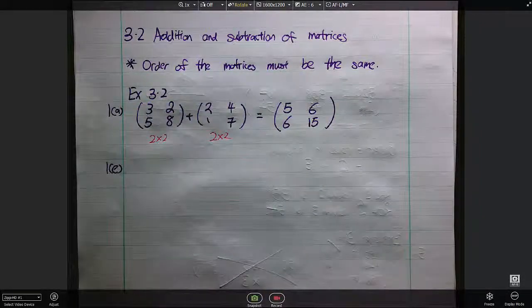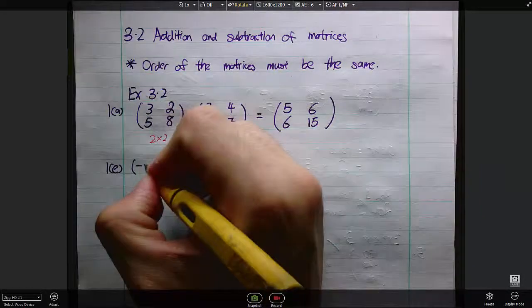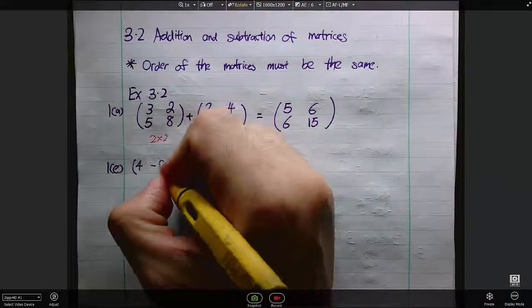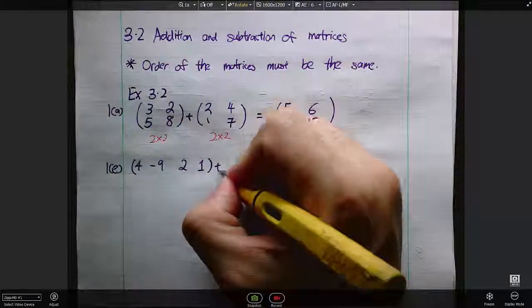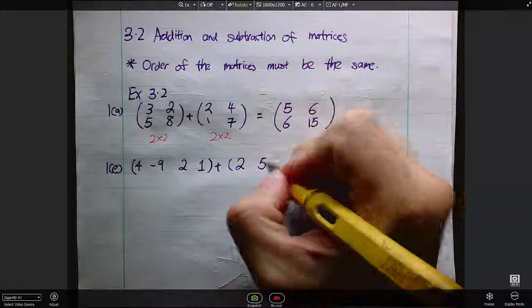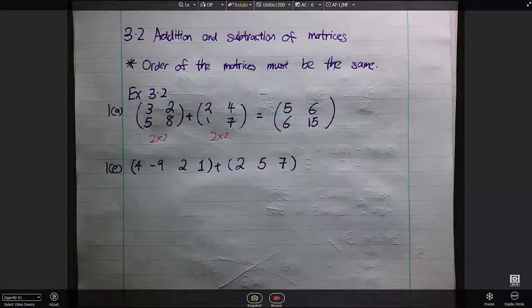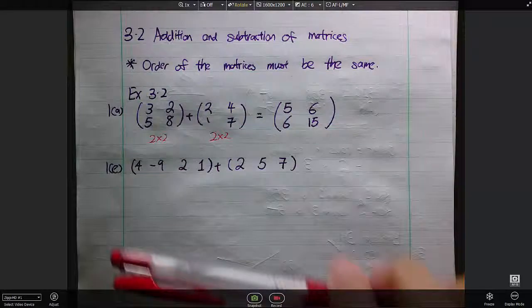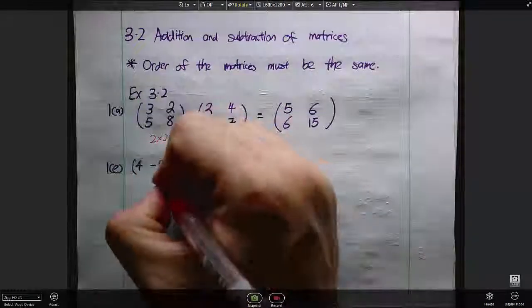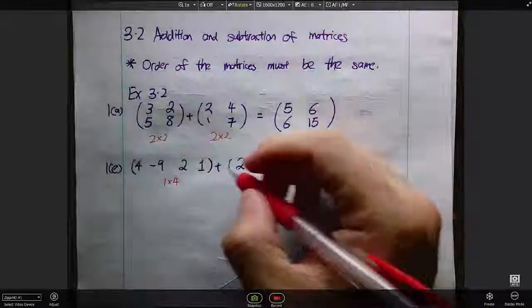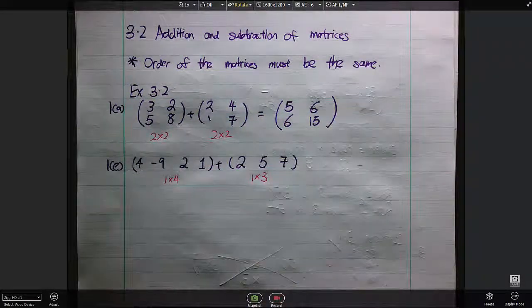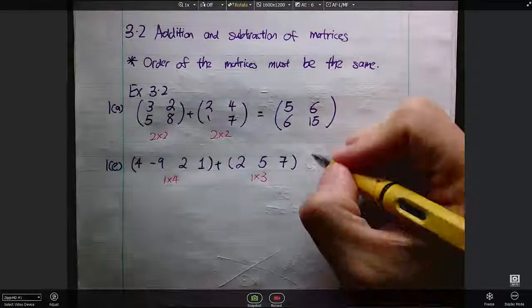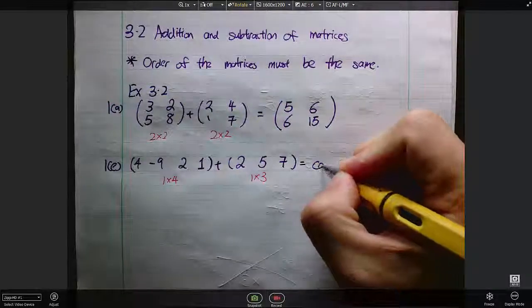Question 1e, negative 9, 2 and 1 plus 2, 5, 7. Notice what's the order of this matrix? 1 row, 4 columns, so it's 1 by 4. Here, 1 row, 3 columns. The order of these two matrices are not the same, so it cannot be computed.